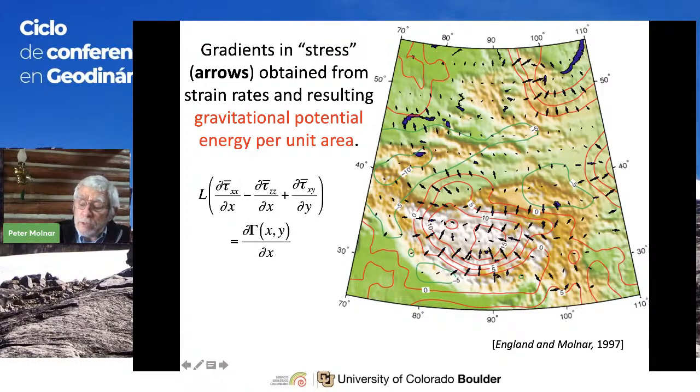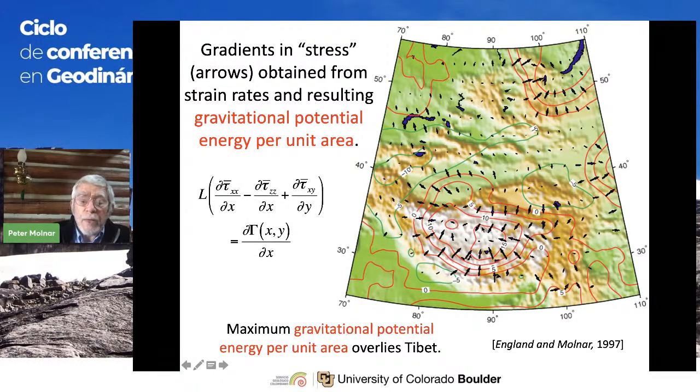And the point to emphasize here is that the gravitational potential energy per unit area calculated in this way is high over the Tibetan Plateau, where it should be, because the Tibetan Plateau is high. There's more gravitational potential energy here than there is in the lowlands. And so to a first approximation, the thin viscous sheet does a quite good job of matching what we know.